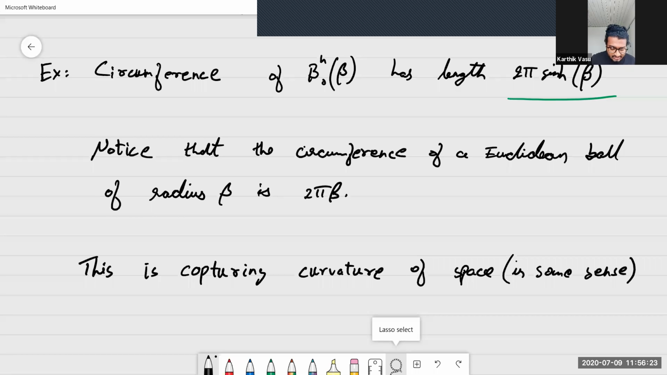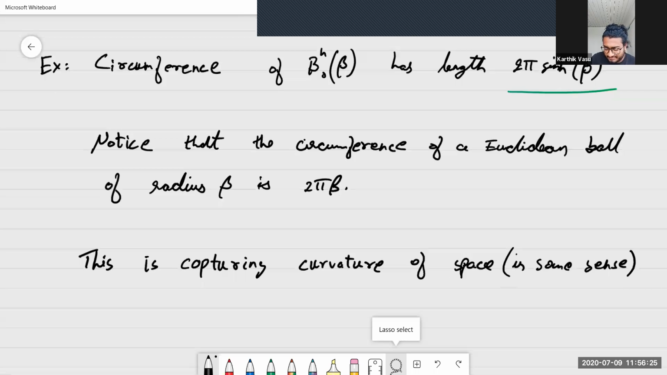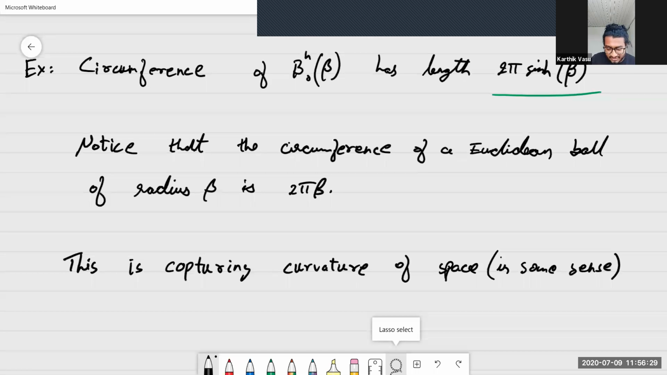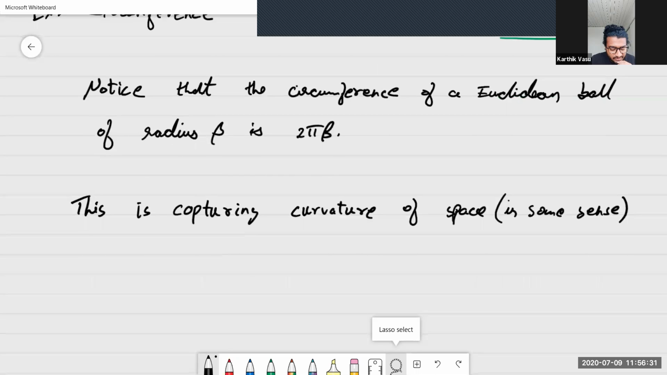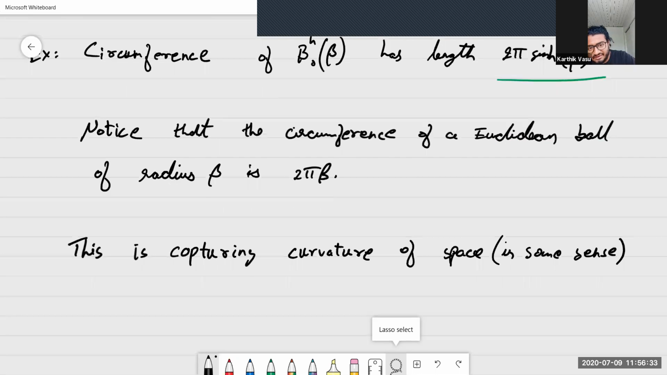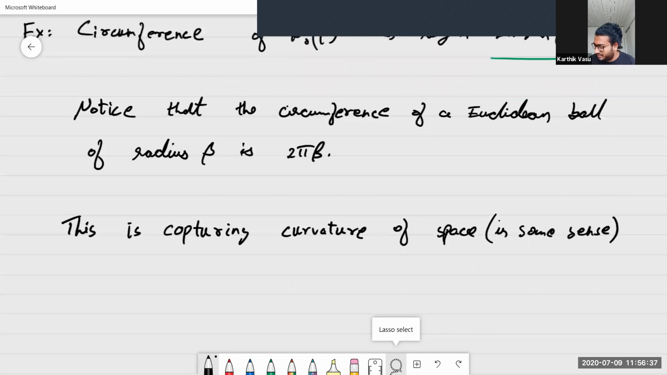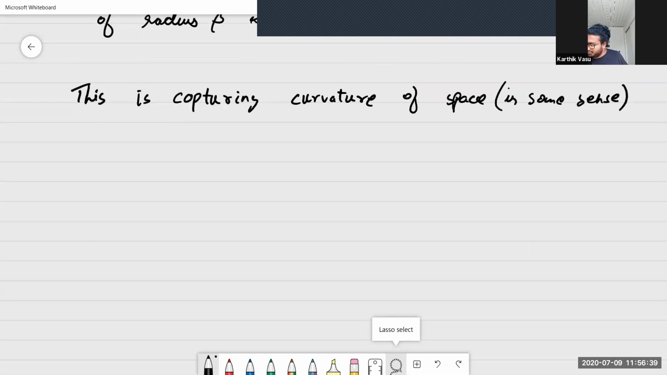Okay, this is just words which I'm saying, but there is also a way to make it rigorous by saying some derivative of the circumference will be equal to the curvature. Okay, but I will not do that now. Yeah, I think I'll stop here today. Are there any questions?